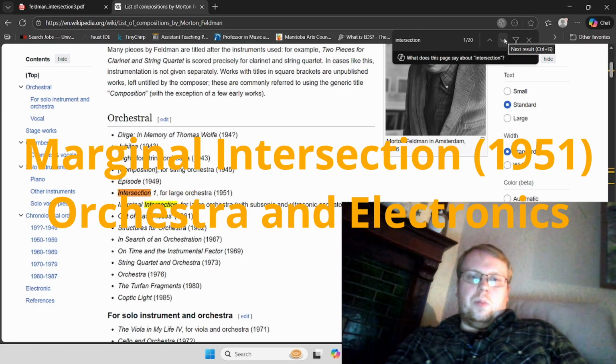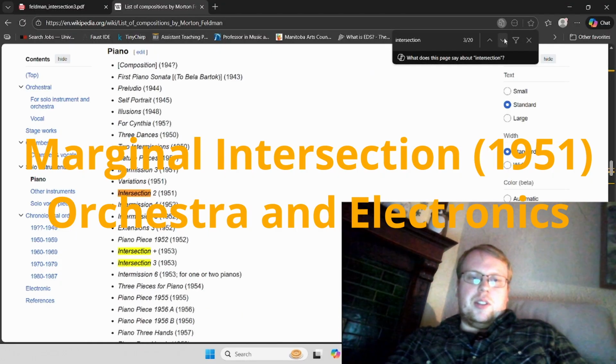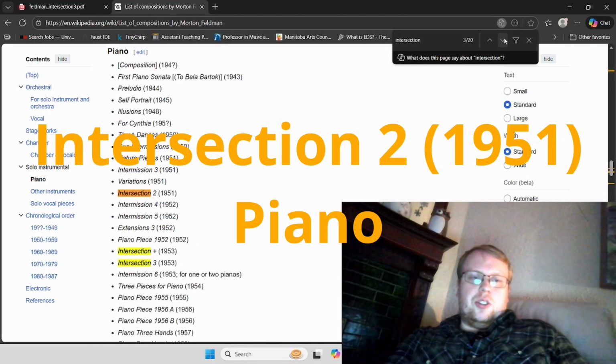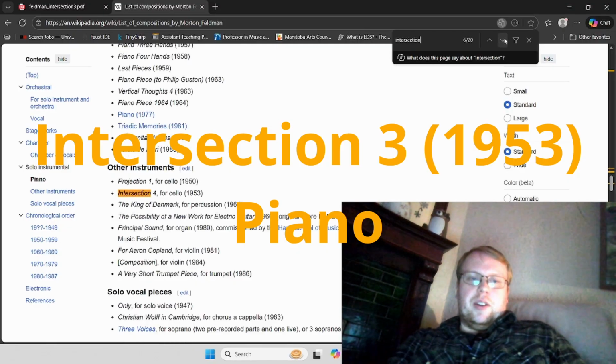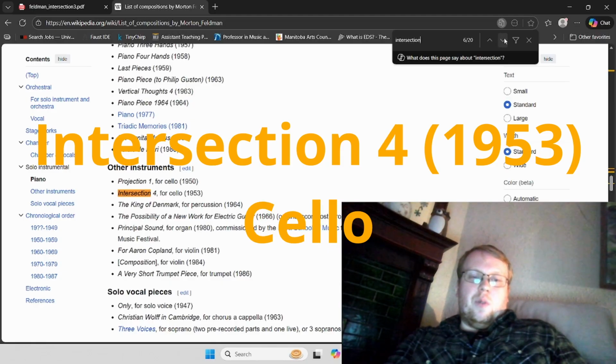Okay, so not sure if that's also in the series, but let's count it. Intersection 2 is for piano. Intersection Plus is for piano. Intersection 3 is for piano. Intersection 4 is for cello.